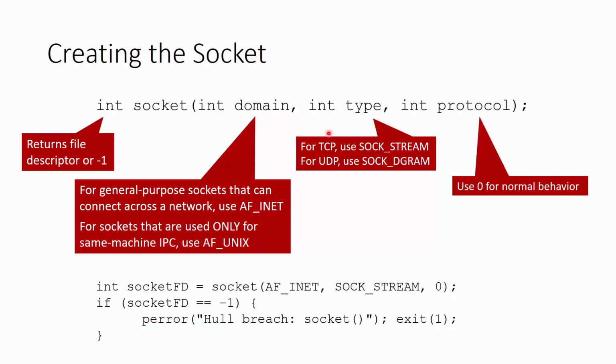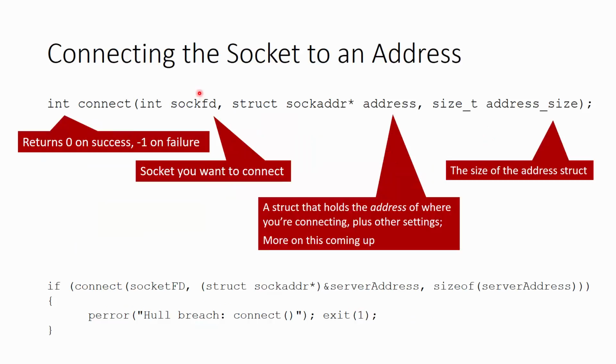For type, this is where you specify whether it is TCP or UDP. So SOCK_STREAM for TCP and SOCK_DGRAM for UDP. The protocol variant here, you can specify different versions of TCP, but just use 0 for the normal one. Down here is an example of the actual call all put together. Note that we've got error checking in place for if a -1 happens, to say something has happened and go ahead and exit.